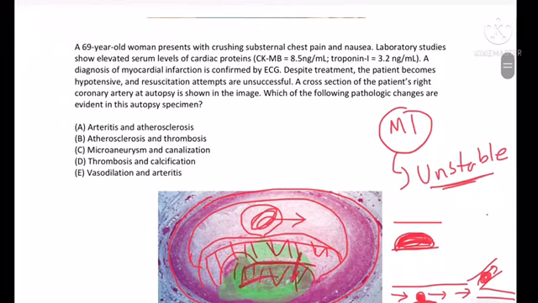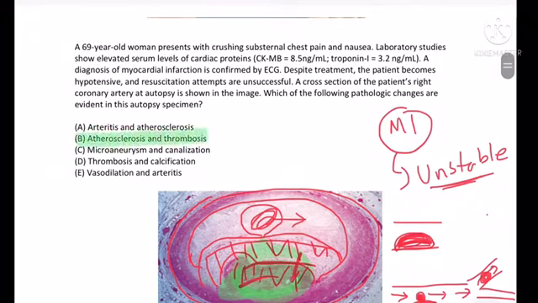So we will rule out calcification. And usually in calcification there is a condition where the tunica media is calcified. In that condition there will be no narrowing of the lumen and there is a very small chance of having sudden MI or unstable MI. So we will rule out option D also. Vasodilation and arthritis, this is not the correct option. So our correct option is atherosclerosis and thrombosis.